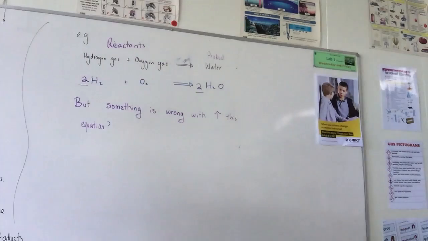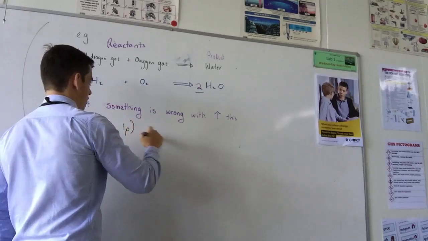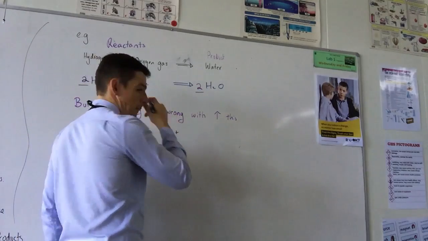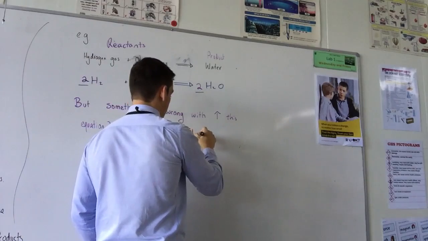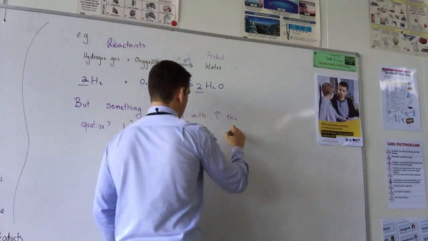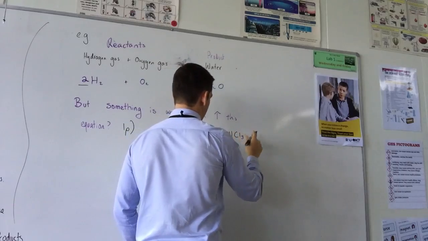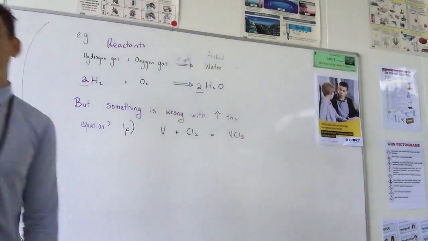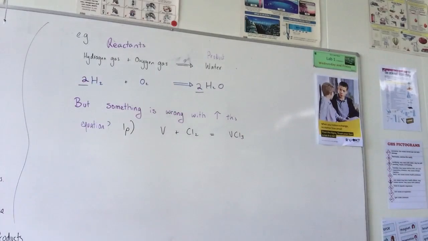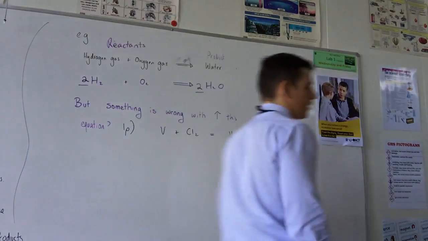Let's pick a one with 2s and 3s because it's gross. Let's pick P, 1P. This is a doozy. We've got V plus Cl2 equals VCl3. What's the problem? How many chlorine have I got on the left? How many have I got on the right? So what do I multiply the left by? Because I want more chlorine, don't I? On my left?